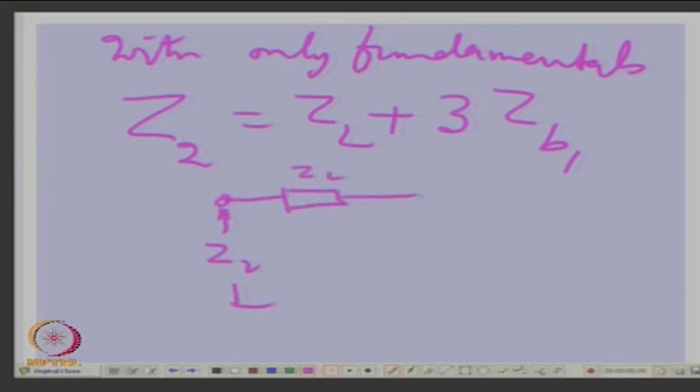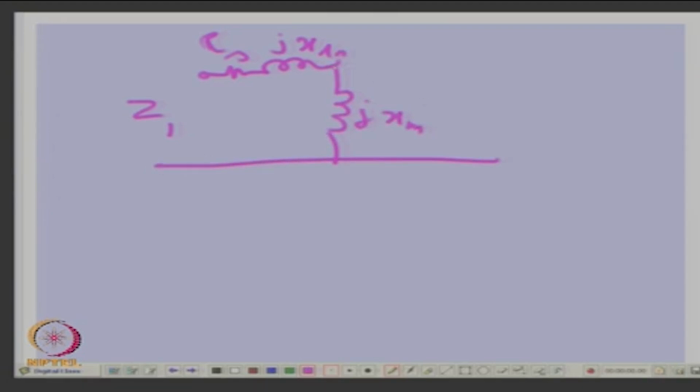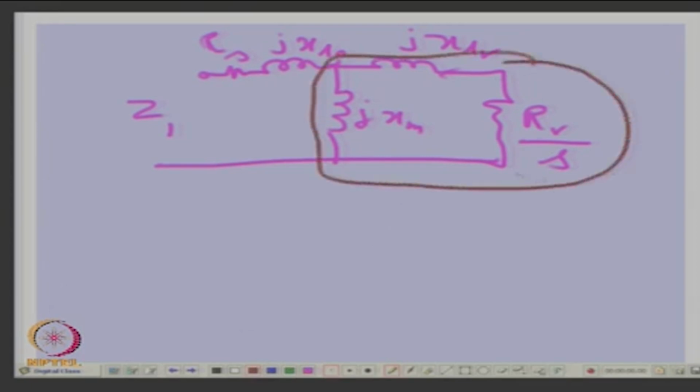So, we know that Z2 will be ZL, right. This is what it is, and we have already seen earlier that Z1 will consist of RS, jXLS, jXM neglecting core loss, jXLR, RR over S. From this, this whole thing, what will be this? This will be 3 times ZF1, what has been defined. Okay. So, we have the basic equations.